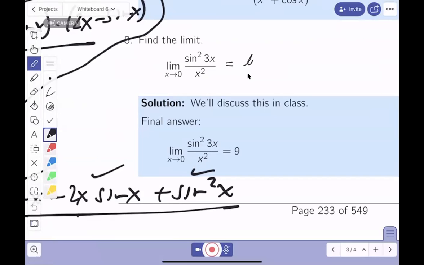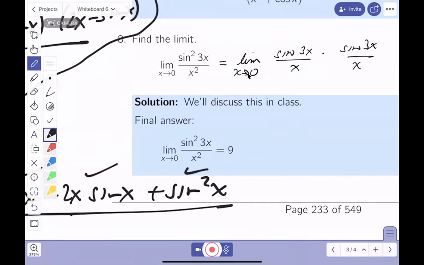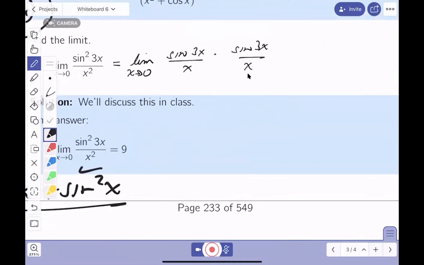So write this over here: limit as x goes to 0, I'm going to put down sine 3x times sine 3x over x over x. All right. I want to point out, we do know a limit that looks sort of like this one over here. The limit that we know is, as h goes to 0, sine h over h.